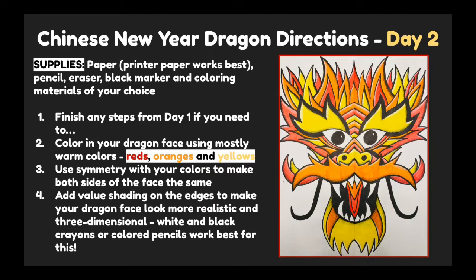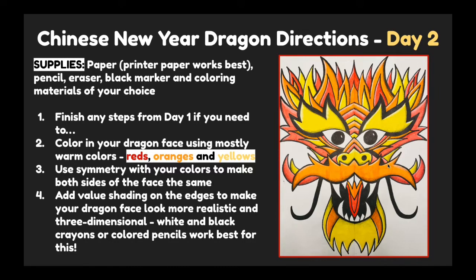So here's the directions for day 2 of your Chinese New Year dragon. Finish any steps from day 1 if you need to. Then, color in your dragon face using mostly warm colors, like reds, oranges, and yellows. Use symmetry with your colors to make both sides of the face the same. After, add value shading on the edges to make your dragon face look more realistic and three-dimensional. White and black crayons or colored pencils work best for this.